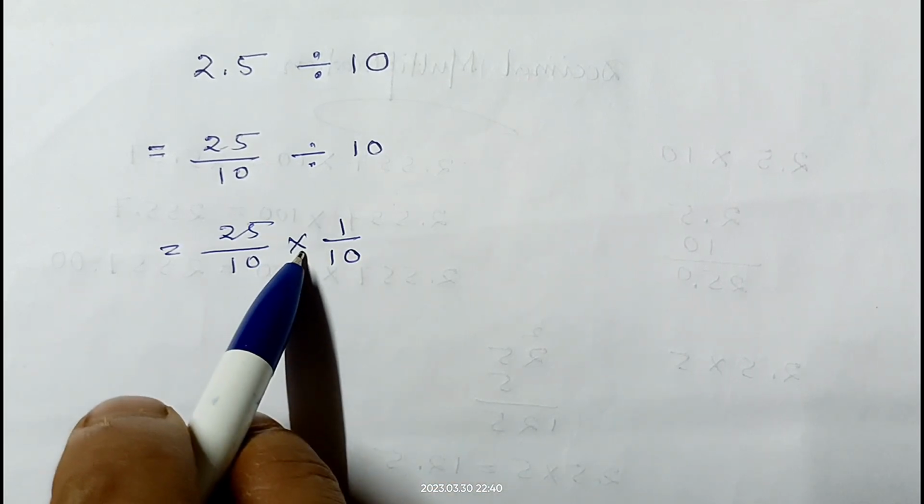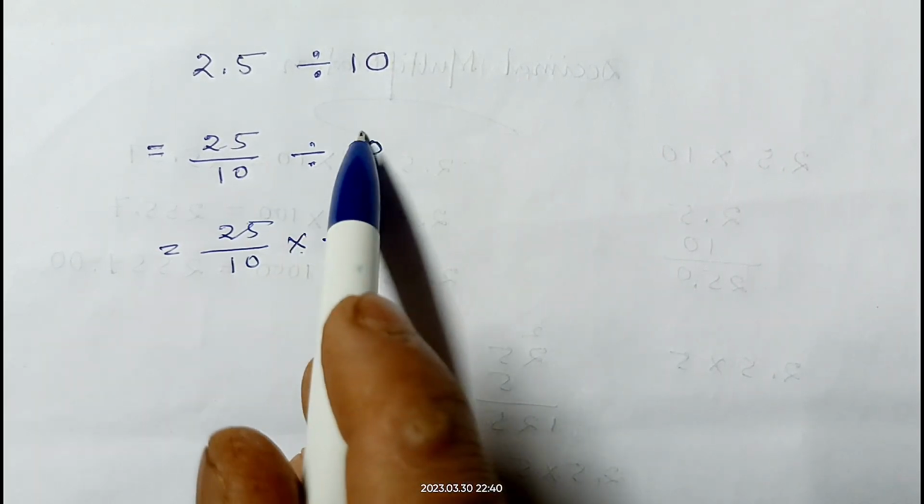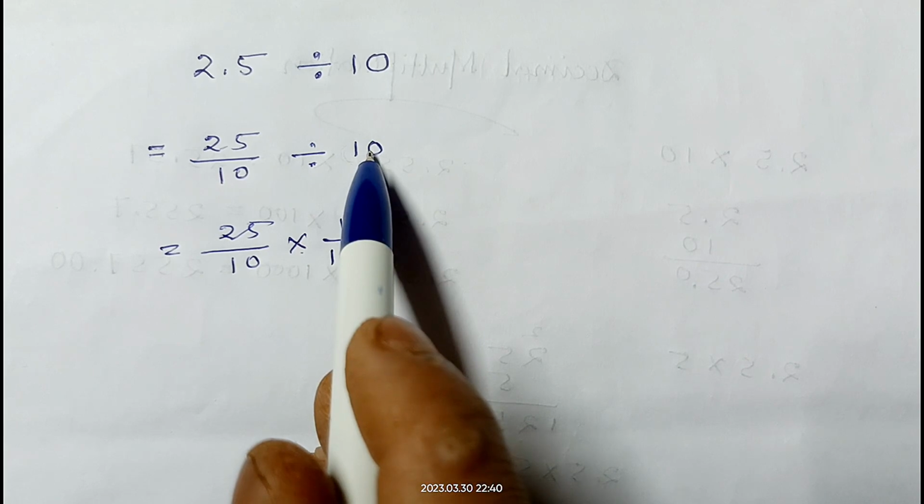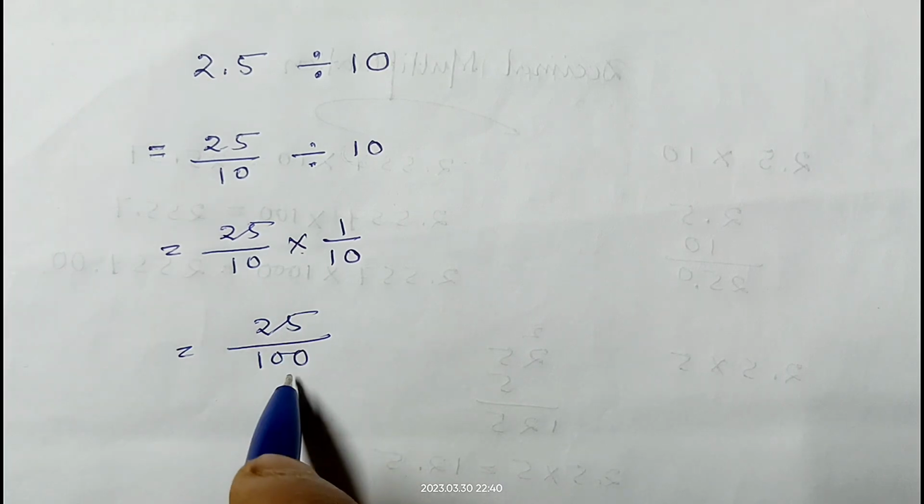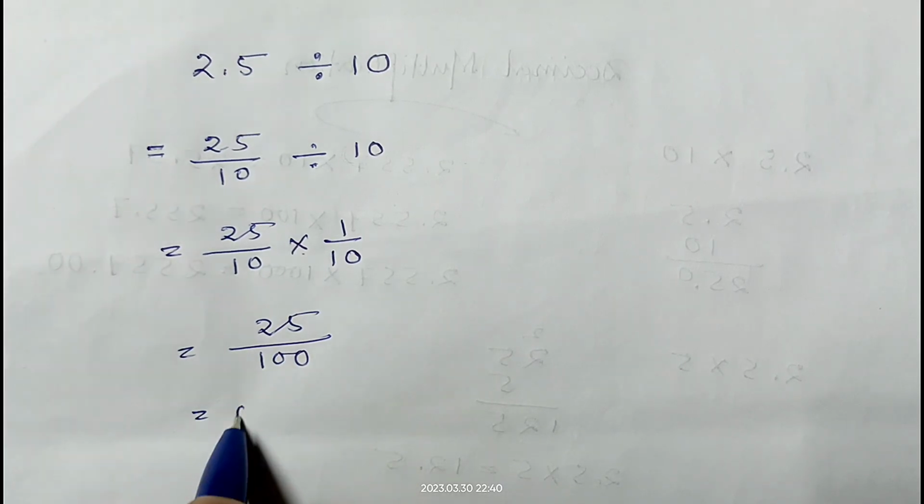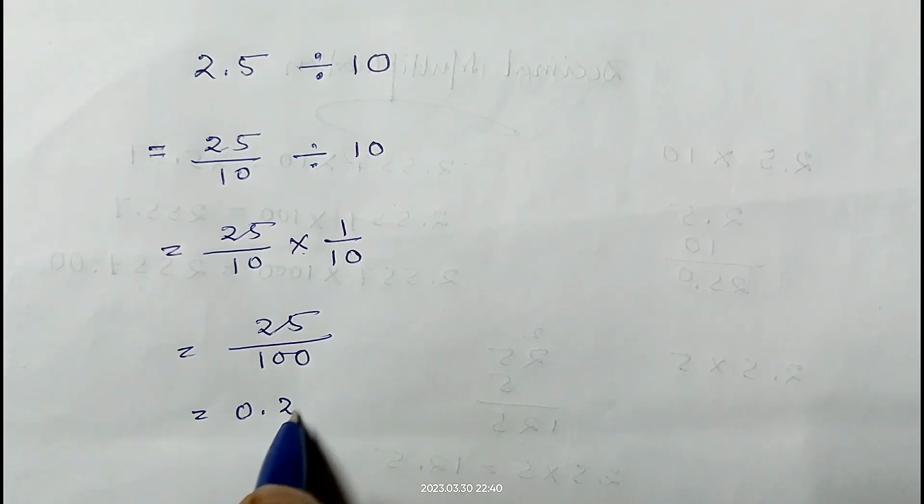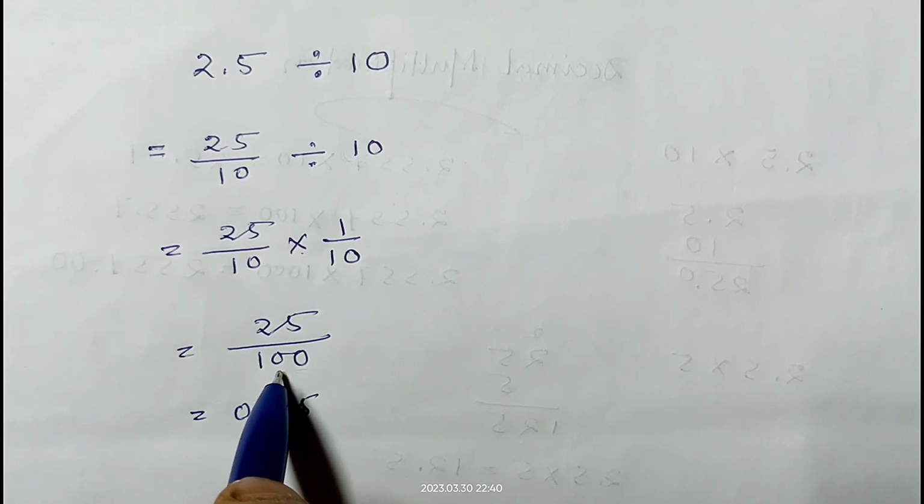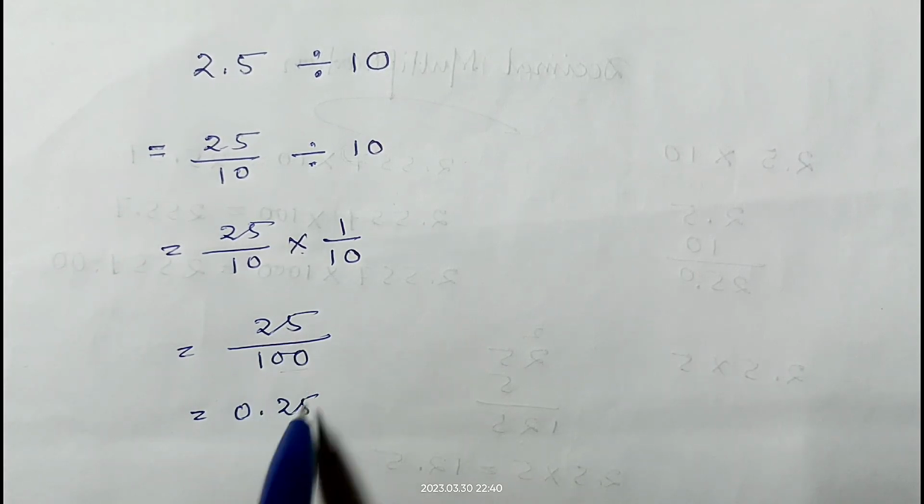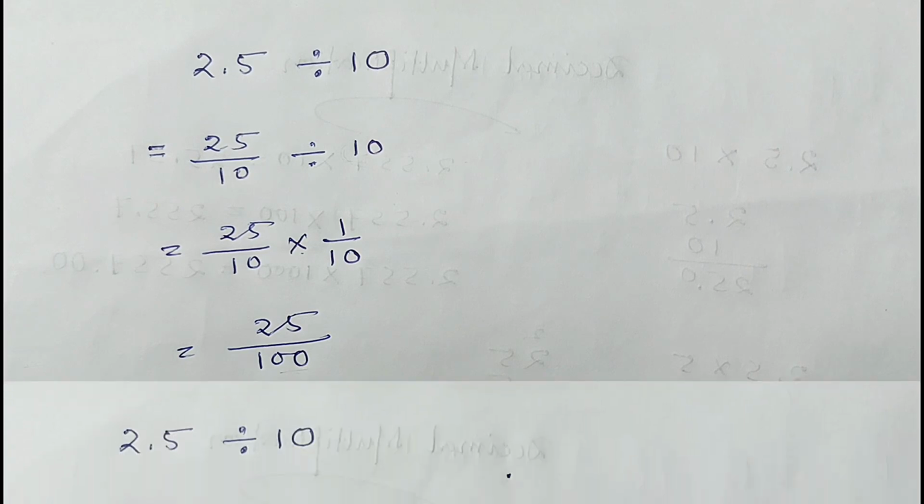Whenever we write multiplication instead of division, then we have to take the reciprocal of this. So instead of 10, I can write 1 by 10. It will be 25 divided by 100. And 25 divided by 100 will give 0.25. Because there are two zeros, after decimal there will be two places, so it will be 0.25.